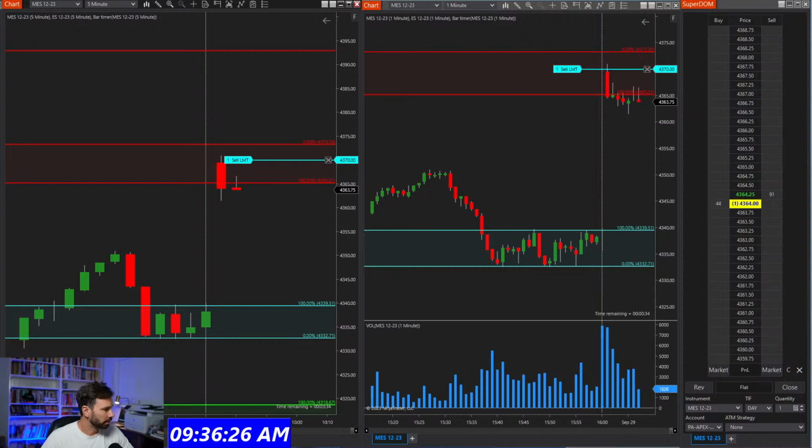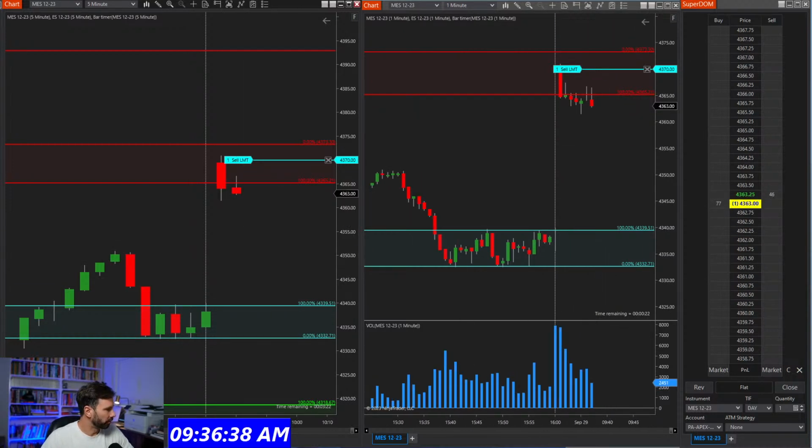Rates are still going down. Oh no, it's gapping up a little bit. It's very hard to read this chart. The rates are going up now. Not going up for the day, but it's bouncing from the area that I chose.